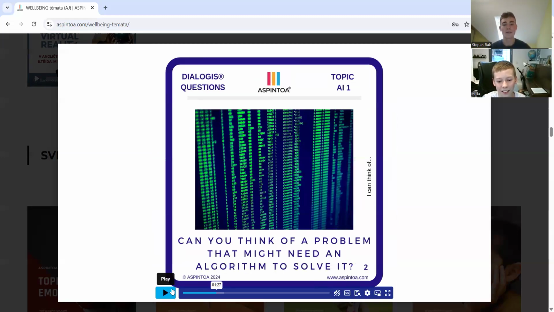Okay, and can you think of a problem that might need an algorithm to solve it? I think a problem like how to make Mars habitable. Yeah, that could use an algorithm. That would be very useful to actually figure out how to get there. Yeah, definitely. Or you can also have simple tasks with an algorithm.